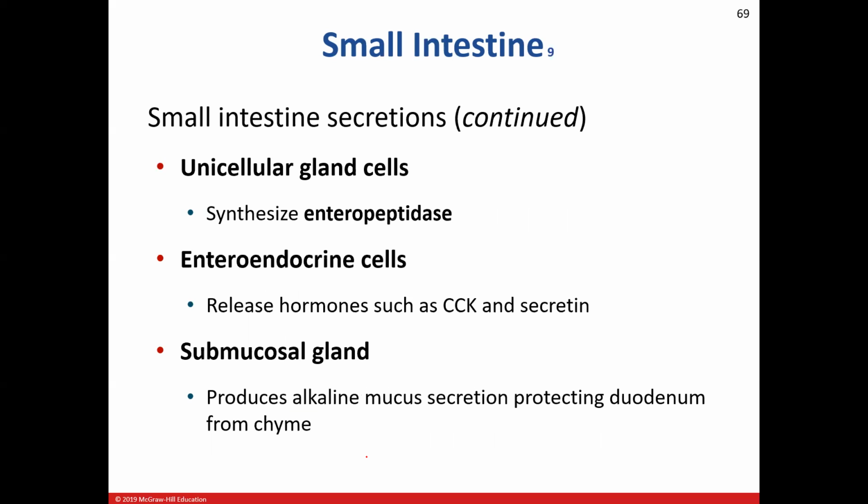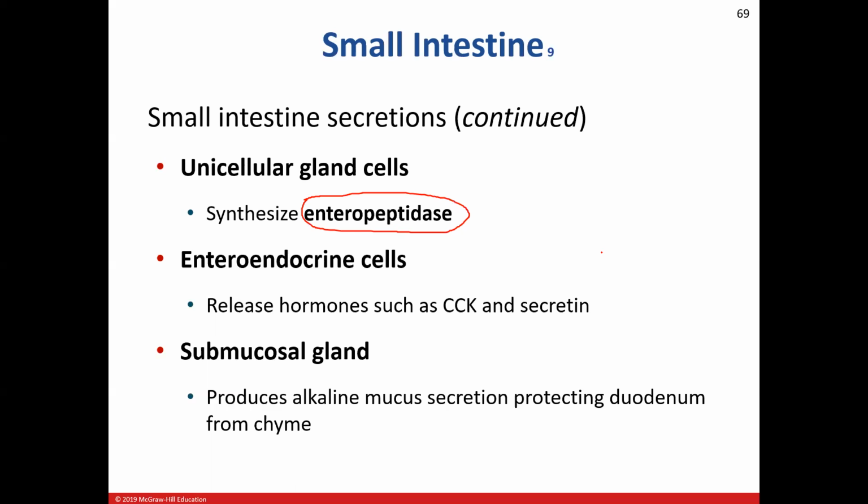Also, along the small intestine, we'll have these unicellular glands, which will produce enteropeptidase. What the heck is that? Well, if you haven't already learned it in lecture, enteropeptidase is a zymogen, which is a specific type of enzyme that is needed to activate other enzymes. So we need this enteropeptidase, which is going to then activate other digestive enzymes in the small intestine.